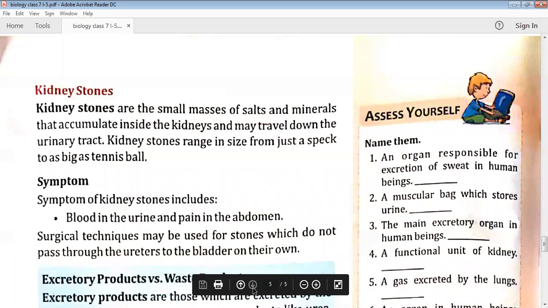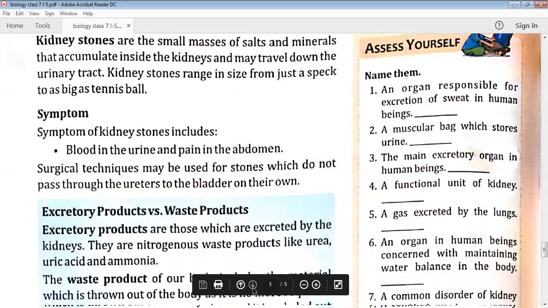The next problem which we were discussing, of disorders of kidneys, is kidney stones. Kidney stones are small masses of salts, and everybody knows about stone, pathri, which we call. They can be in the gallbladder also, or in the kidney. There are salts and minerals. They may accumulate inside the kidney and may travel up to the urinary tract. Kidney stones can be from a very small size to as big as a tennis ball. Symptoms are blood in urine and pain in the abdomen. The basic symptom of kidney stone is pain. Mainly pain is seen in a kidney stone.